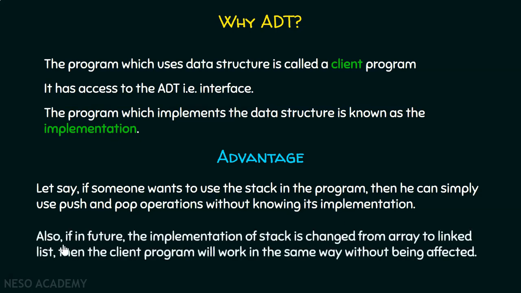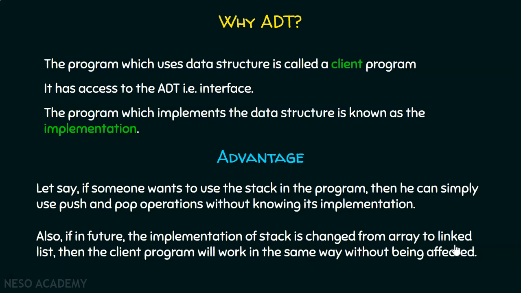Apart from this, if in future the implementation of stack is changed from array to linked list, let's say previously the stack was implemented using arrays, but now it is changed to linked list, then the client program will work in the same way without being affected. Client program has nothing to do with it. It can simply use the interface without knowing what is going on inside. So if the implementation is changed from array to linked list, nothing will be affected in the client program. This is one of the biggest advantages of using abstract data types.